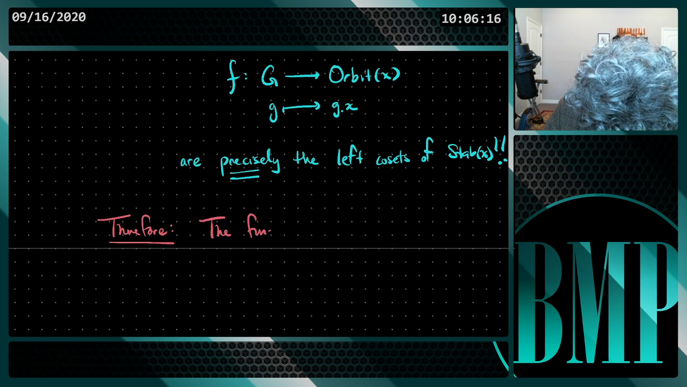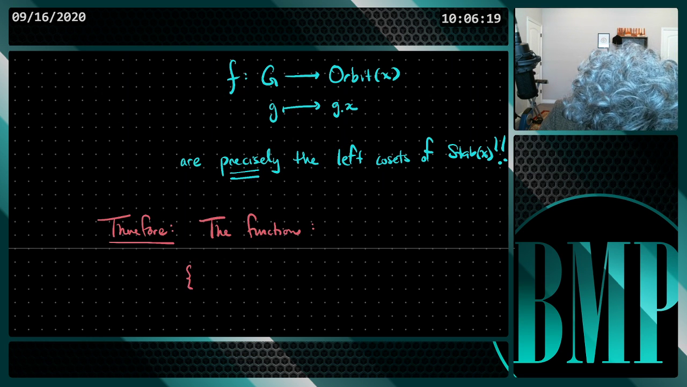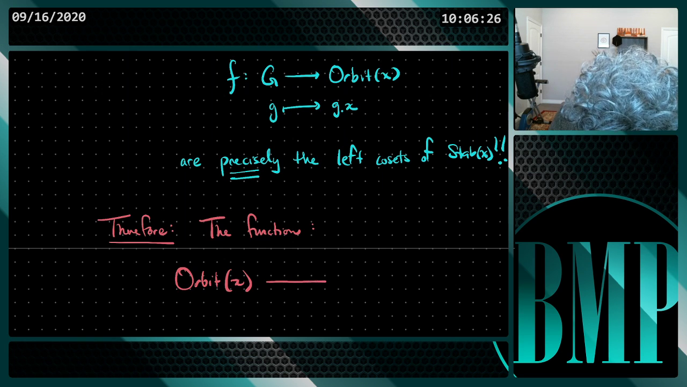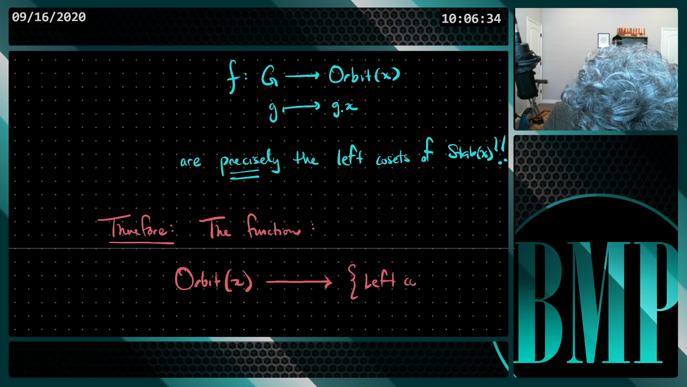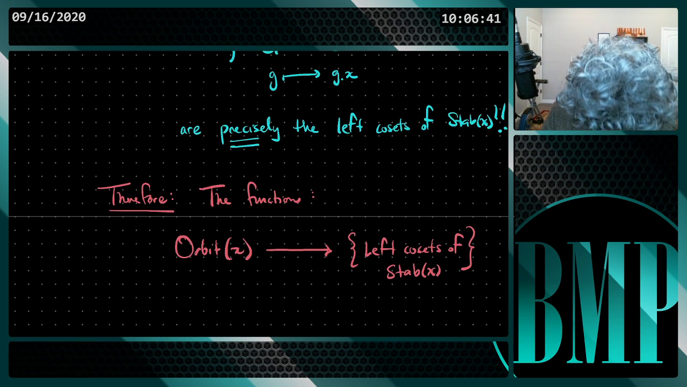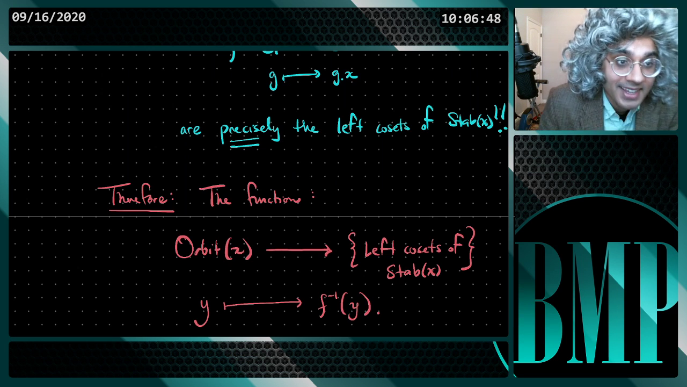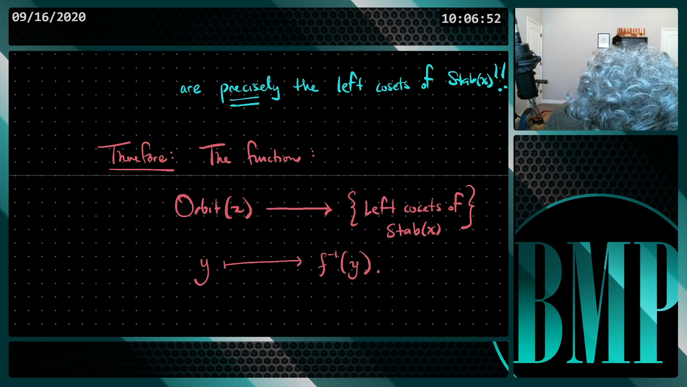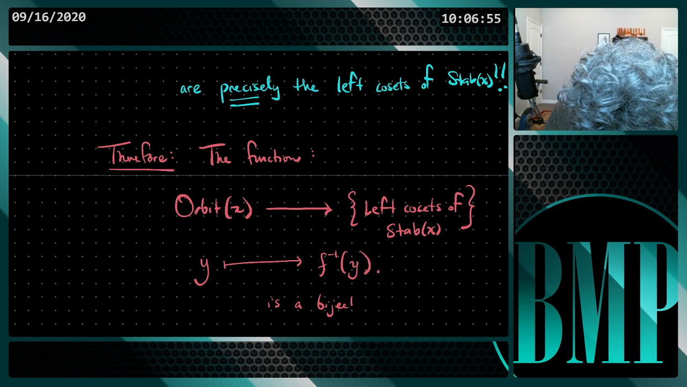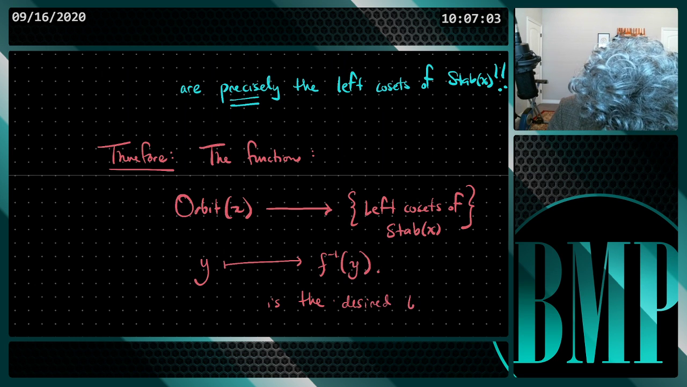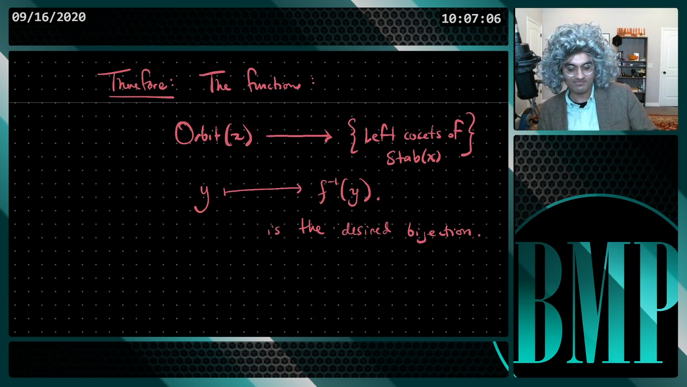So in particular, therefore, the function which takes a point in the orbit and outputs its pre-image under the action map, this function is a bijection. This is the desired bijection.